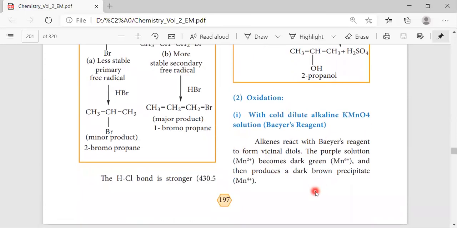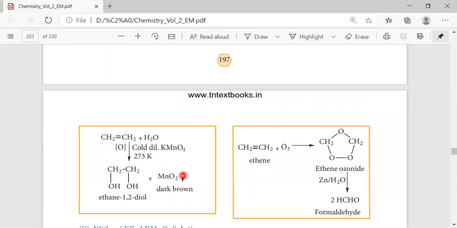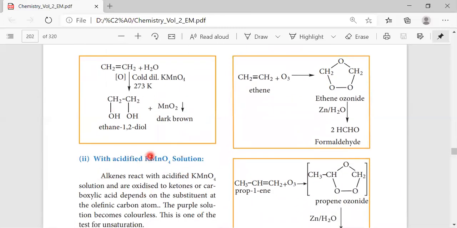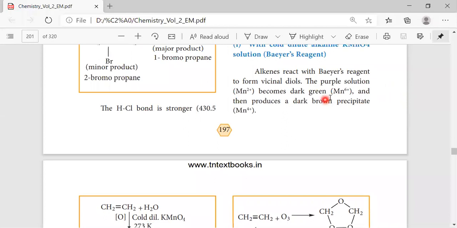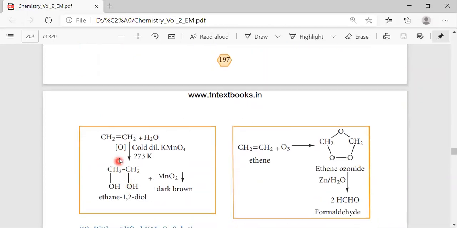Now comes the oxidation reaction. Here in the oxidation reaction, this reacts with Baeyer's reagent, right? So the purple solution, Mn7 plus, becomes dark green. It gets converted from Mn7 plus to Mn6 plus and then it produces a dark brown precipitate, that is Mn4 plus. So the different colors show because of the conversion of these ionic forms, right?